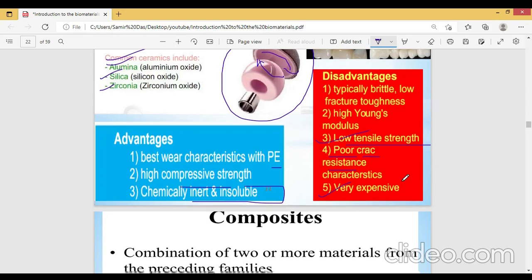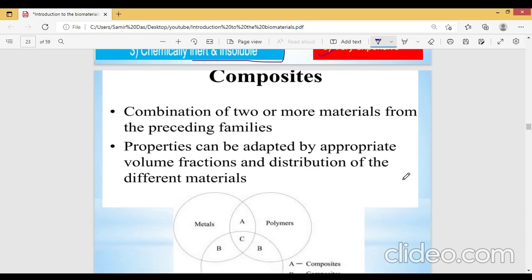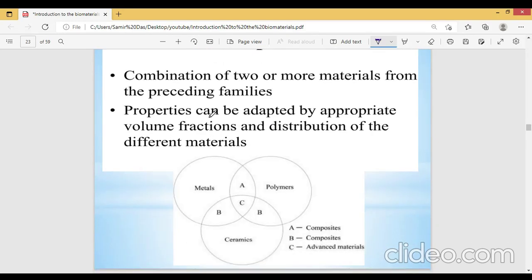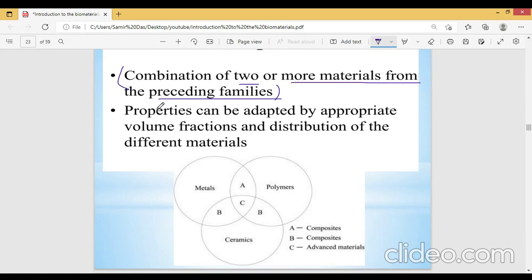Okay. Now come to the composite part. This is the combination of two or more materials from the preceding families. Properties can be adapted by appropriate volume fraction and distribution of the different materials. So basically metal, polymer, and ceramic.